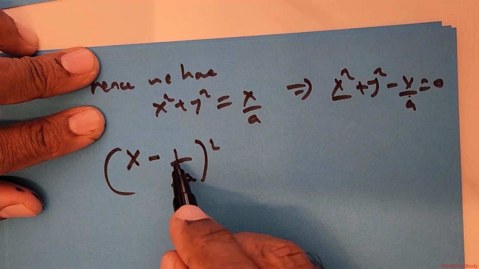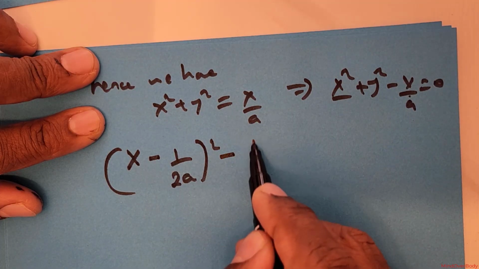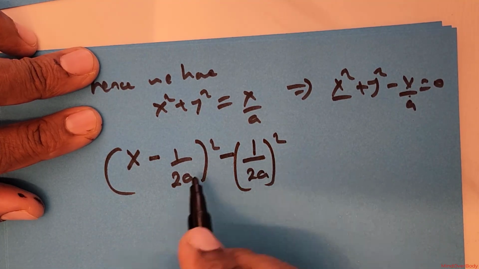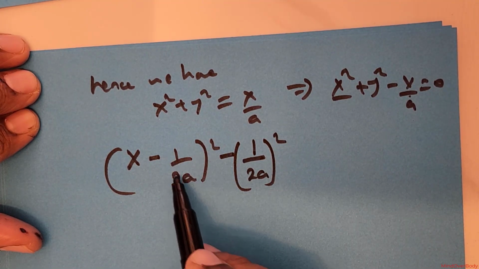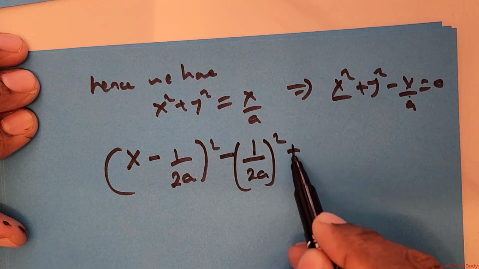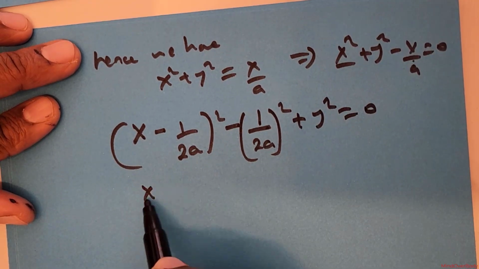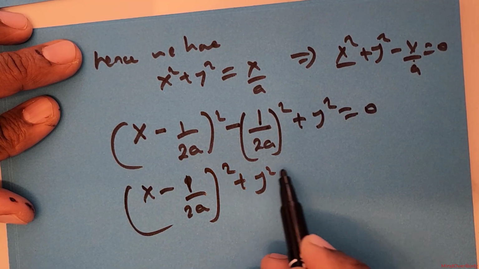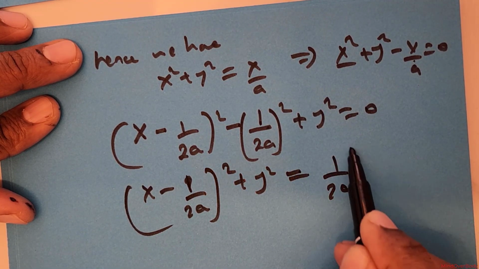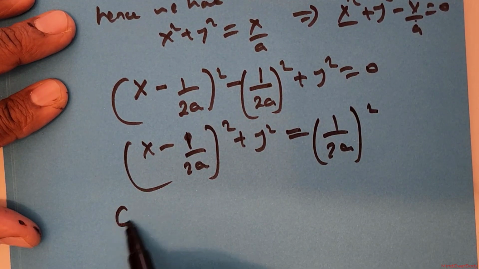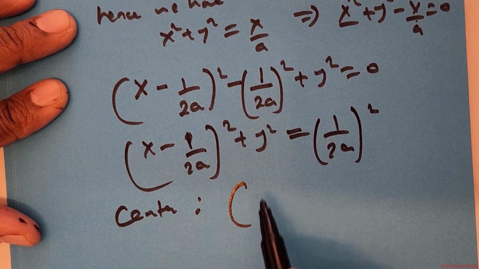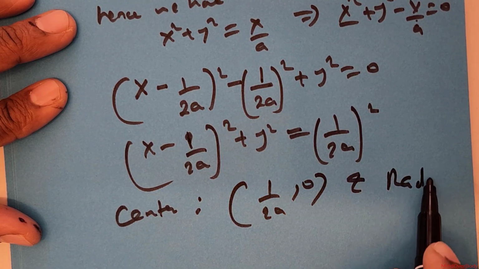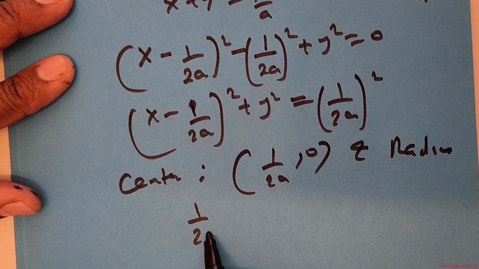And then I will have a plus 1 over 2a whole squared, so I need to get rid of that, because this is going to produce a 1 over 2a whole squared. So I need to get rid of this, plus y squared is equal to 0. So this is x minus 1 over 2a the whole squared, plus y squared is equal to 1 over 2a squared. So the center in this case is 1 over 2a comma 0, and the radius is 1 over 2a, right?